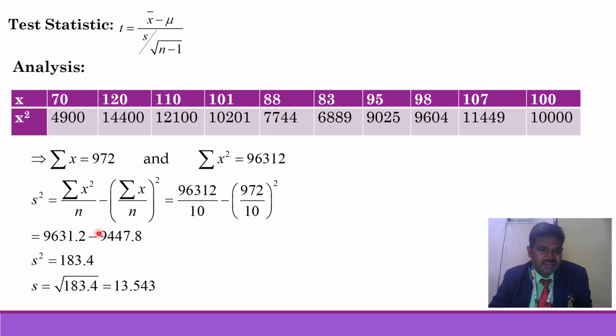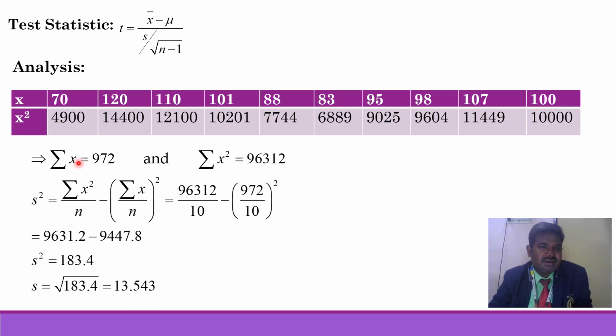So the first simplification is 9631.2. The second one is 9447.8. After simplifying this, we get s square equal to 183.4. Therefore s is equal to, taking the square root, 13.543. So now we have small s, the standard deviation of the sample, and the x bar also we got.